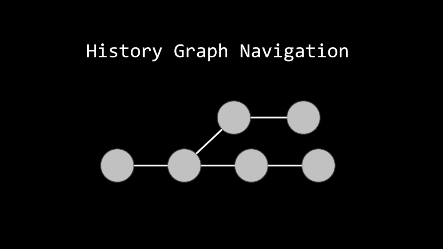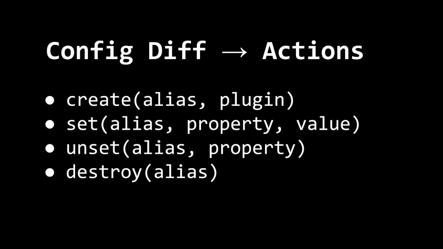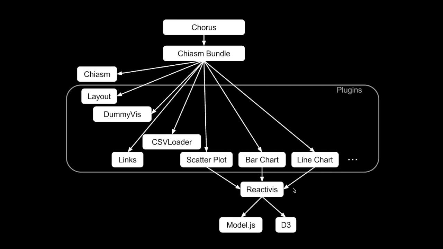This would be super cool, where you could have real-time collaboration on visualizations. So if you change the color of a bar chart or something, that would instantly propagate to all the other people viewing. So undo, redo, and real-time synchronization, this is why I organized Chiasm like this, based on these configuration diffs. I want to talk now about the state of things with regard to plugins, and also how it relates with Chorus and bundling.